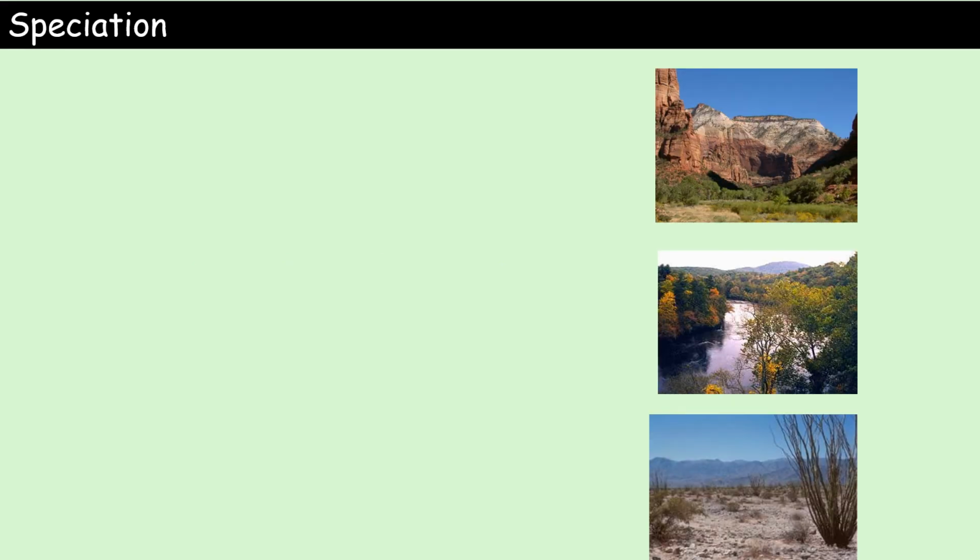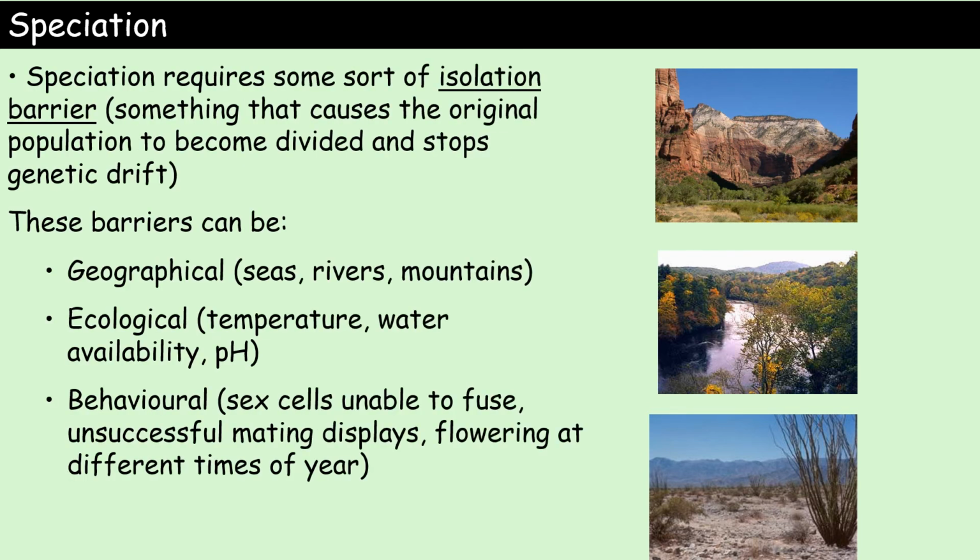So make sure you know this before you move on to the next part of the video. Speciation requires some sort of isolation barrier. An isolation barrier is something that causes the original population to become divided and stops genetic drift, so it stops the genes mixing. These barriers can be geographical, so for example seas, rivers and mountains, ecological, for example temperature, water availability and pH, or behavioural, so for example sex cells unable to fuse, unsuccessful mating displays, or flowering at different times of year.